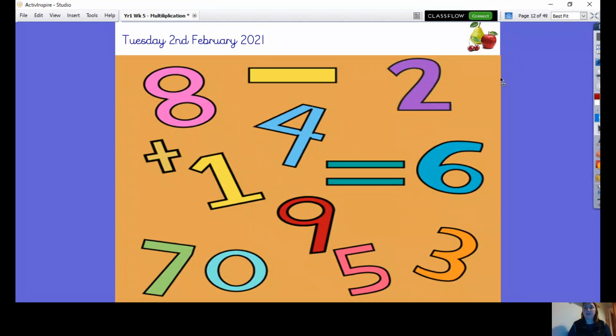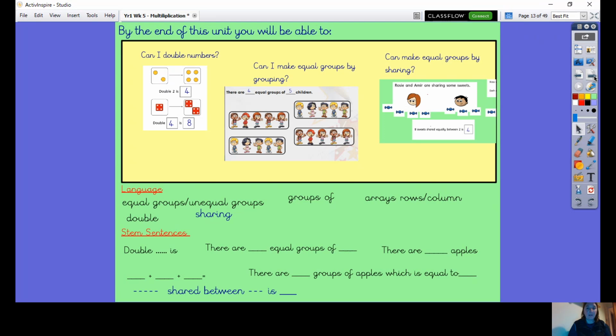Okay, and good morning. And here is the work for Tuesday morning. So Tuesday is the 2nd of February. This is Year 1 Maths. Okay, so we are going to carry on thinking about grouping today.